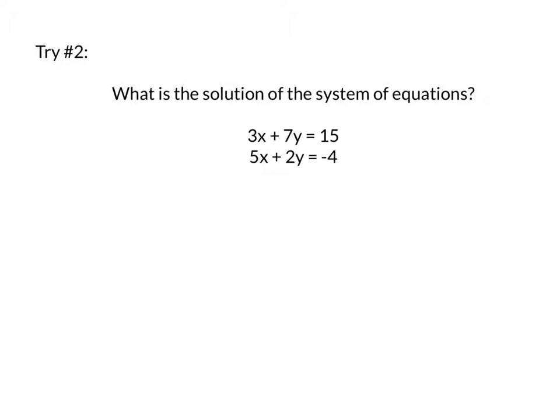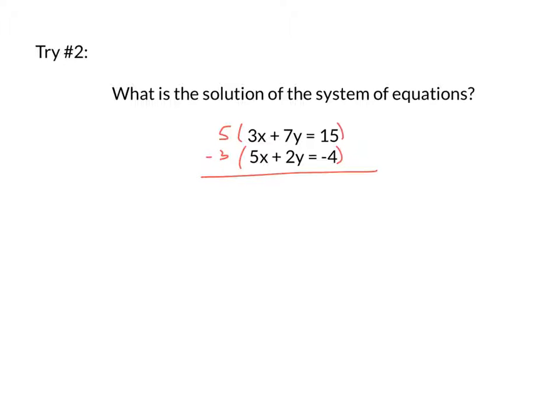In this case, I typically just like starting with numbers that I really like to deal with. And 3 and 5 is a fairly easy one to deal with. So I'm going to eliminate my x's here. So if I make the top one positive 15, I'm going to multiply by 5. If I make the bottom one negative 15, I'm going to multiply by negative 3.